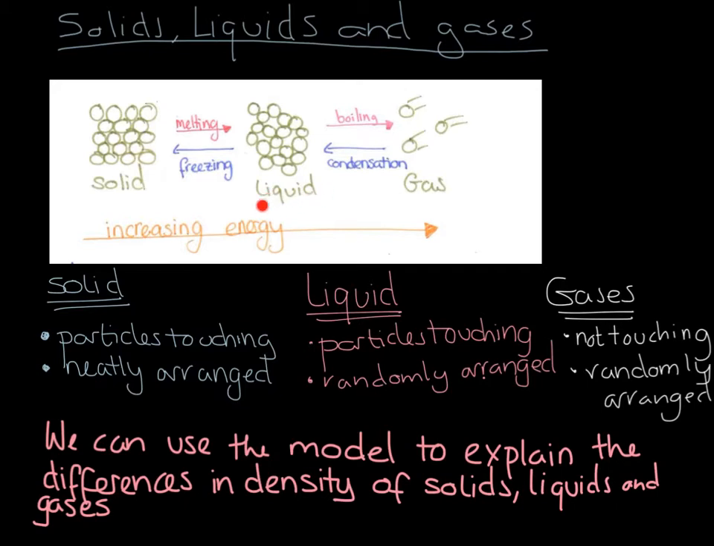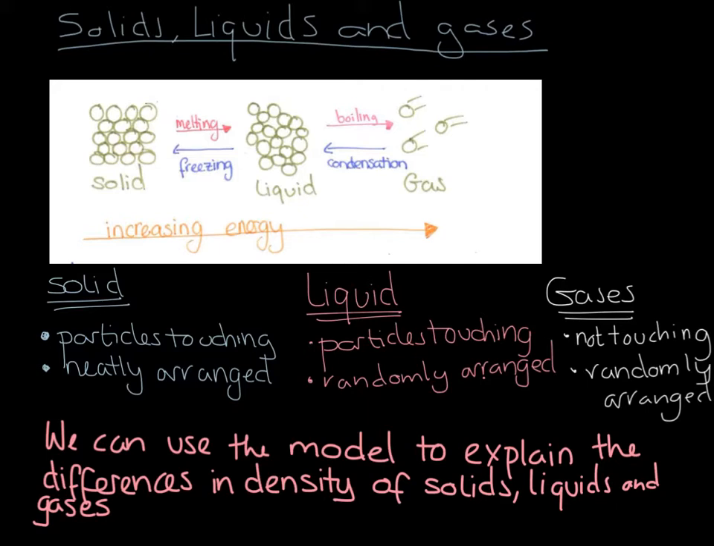In a liquid, we know that the particles are touching each other, but they're randomly arranged. And we know that in a gas, the particles are not touching each other, they're really spaced out, and they're randomly arranged. Now we can use this model to explain the differences in density between solids, liquids and gases, and we've already looked at how we calculate the density of solids and liquids, and we can talk about whether the particles are touching or not touching, and whether they're neatly arranged or not, to explain why the density of solids, liquids and gases is different.